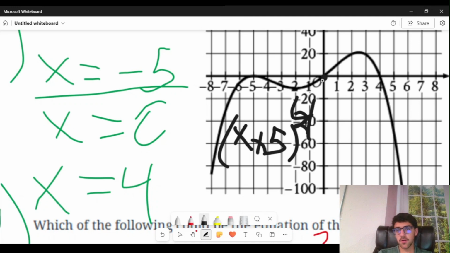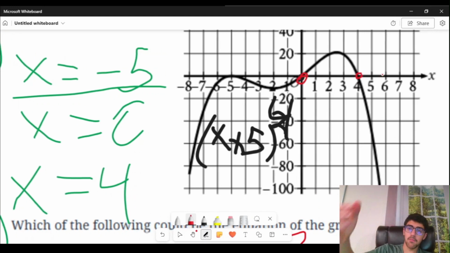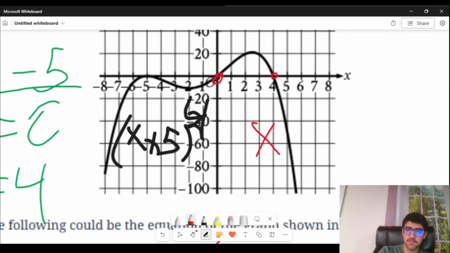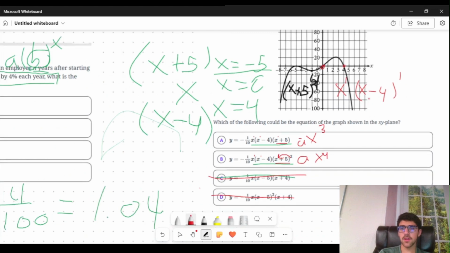But for x equals 0, let me do that in a different color. For x equals 0 and x equals 4, it crosses the x-axis, so that means it has to be an odd number. So that's why you get x to the power of 1 and x minus 4 to the power of 1. Yeah, so that is important to note.